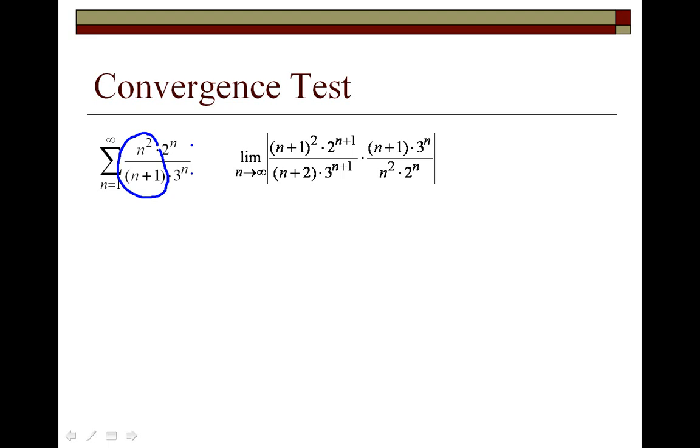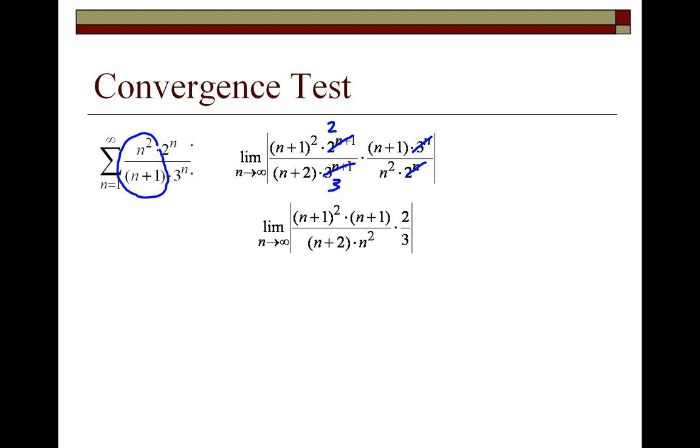Well, I've got 2 to the n plus 1 and 2 to the n. These guys cancel. That will become a 2. 3 to the n, 3 to the n plus 1. Those guys cancel. I'm left with a 3 on the bottom. So if I move all the other terms together, I can even look at dominant terms right now. The dominant term on the top is n squared times n times 2. It's 2n cubed over n times n squared times 3, which is 3n cubed. 2n cubed over 3n cubed goes to 2/3.